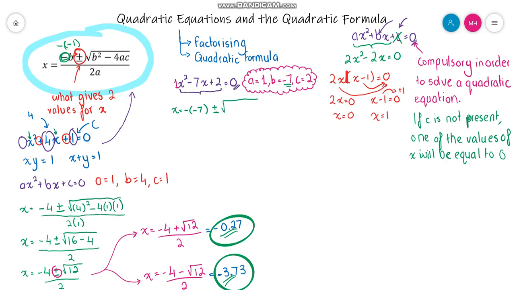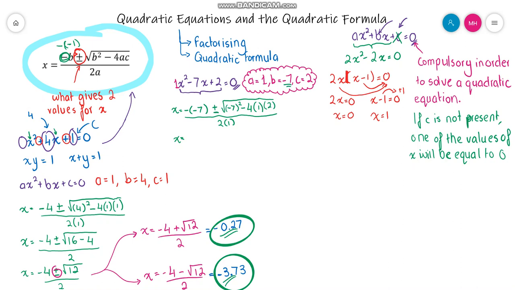root of B squared, which in this case is negative 7 squared, minus 4A, which is 1, C, which is 2, all of this over 2A, which is basically 2.